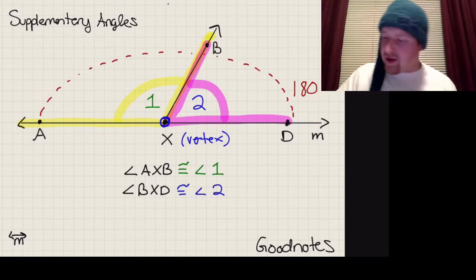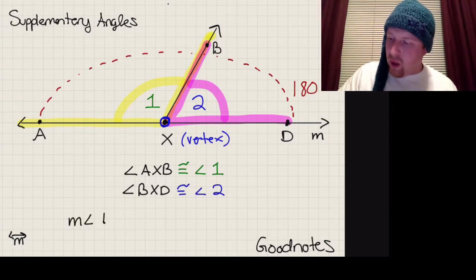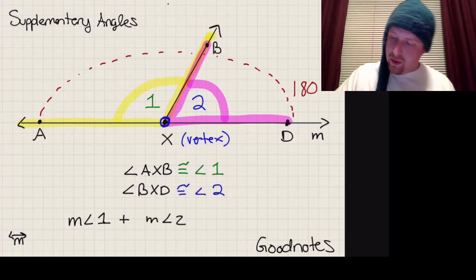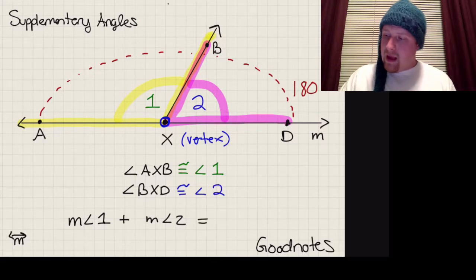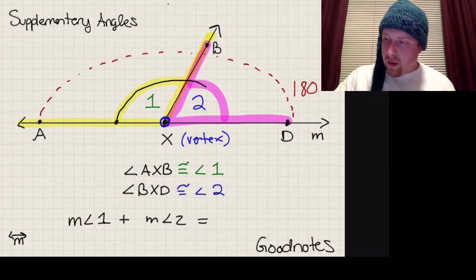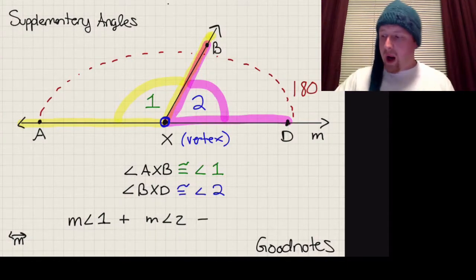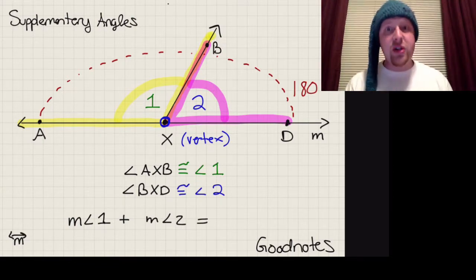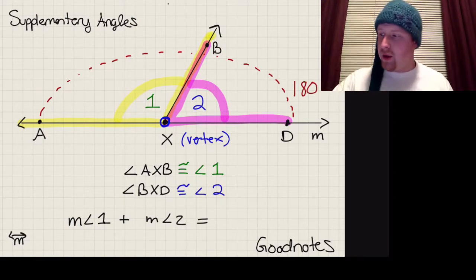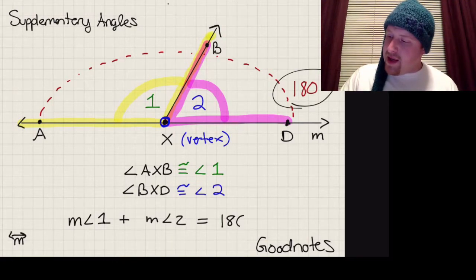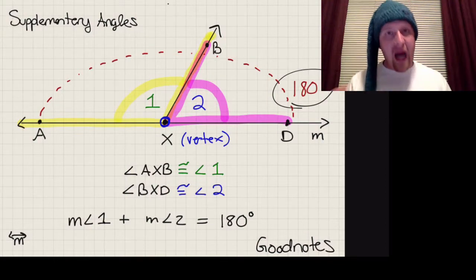Okay, what that looks like is that I'm adding the measure of angle 1 plus the measure of angle 2. And we see that if I go all the way from here to here, that is 180 degrees. That is that straight line measure of 180 degrees. So I can say that these two angles add up to 180 degrees.